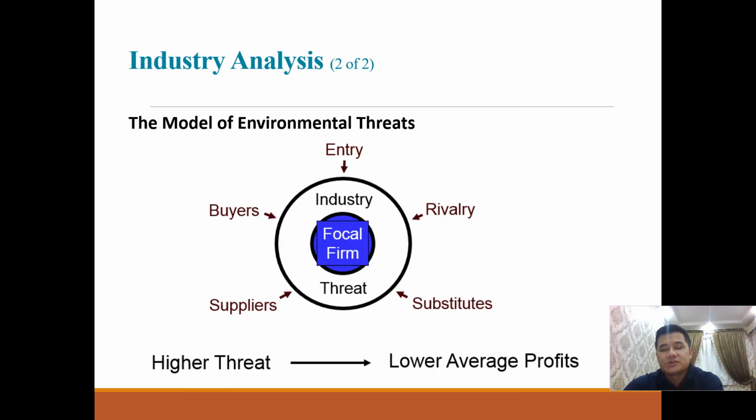Model of environmental threats. Focal firm, that's the central firm. Industry threats: here you can see entry, rivalry, substitutes, suppliers, buyers, right? So higher threats, lower average profits. Do you understand? If there is higher threat, then lower average profits.